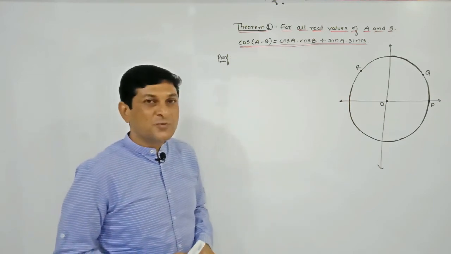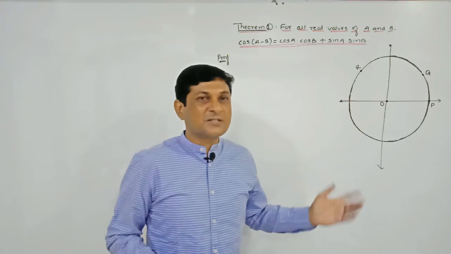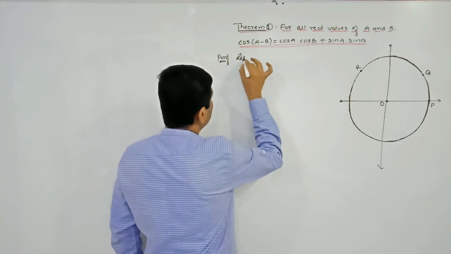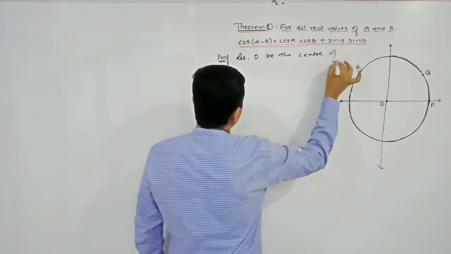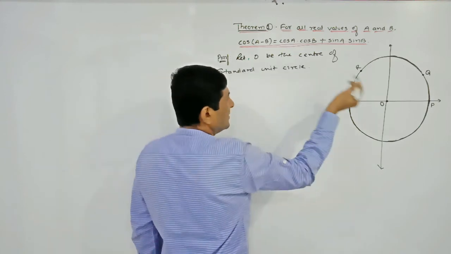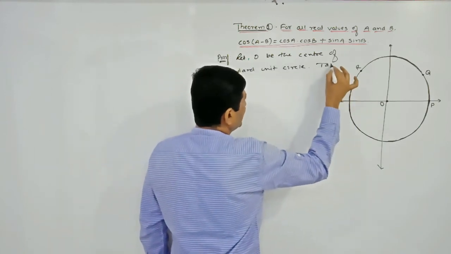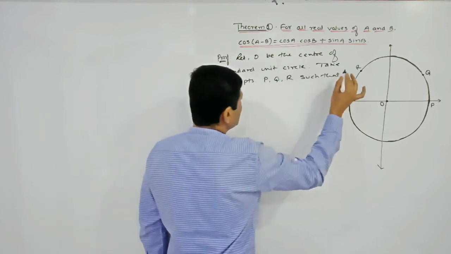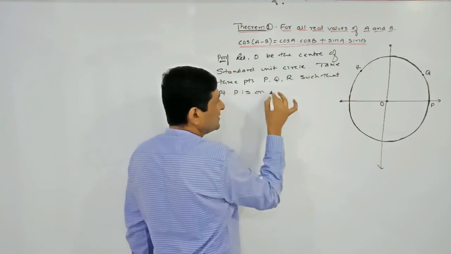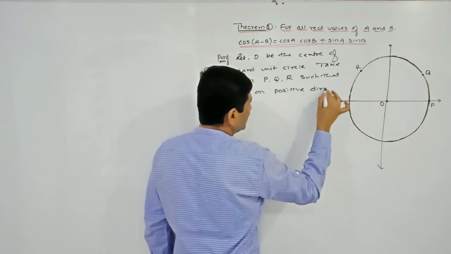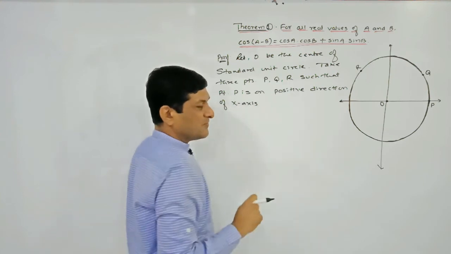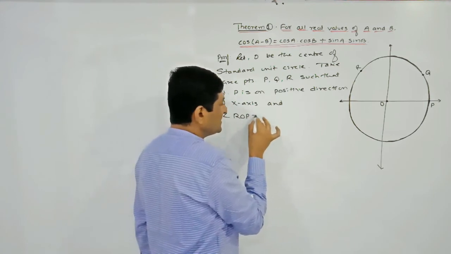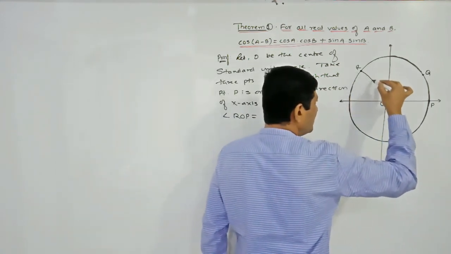Well, to prove this formula, we consider one standard unit circle. We have denoted its center by O. So what is our supposition here? Let O be the center of the standard unit circle. Now take 3 points P, Q, R such that point P is on the positive direction of the x-axis, as we have already shown here. Then angle ROP will be equal to A.